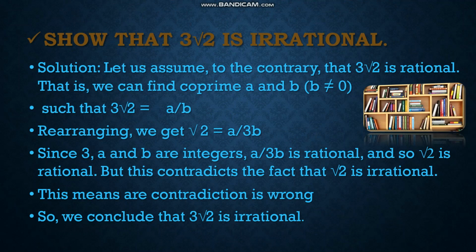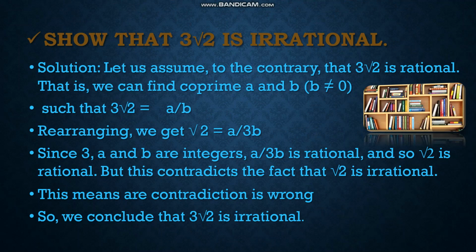Show that 3 root 2 is irrational. Solution. Let us assume to the contrary that 3 root 2 is rational. That is, we can find co-primes a and b, where b is not equal to 0, such that 3 root 2 equals a by b. Rearranging, we get root 2 equals a by 3b.